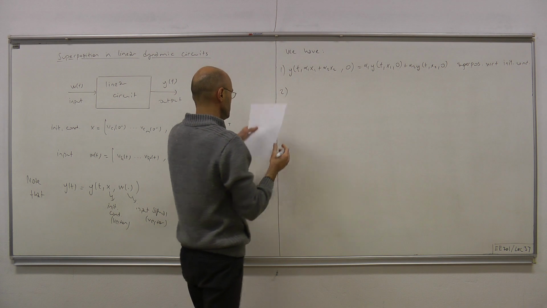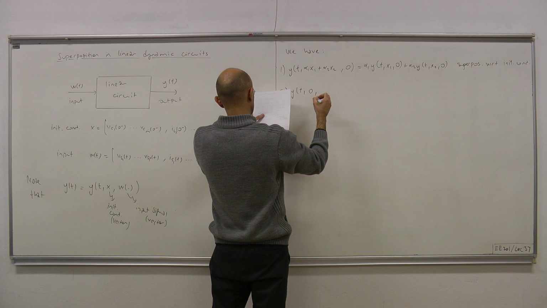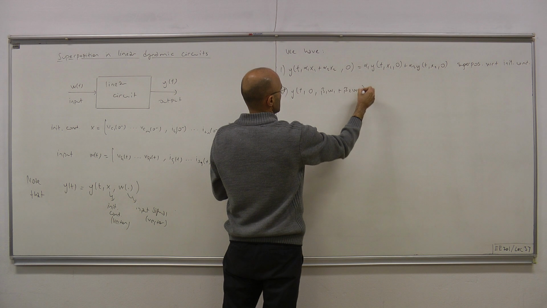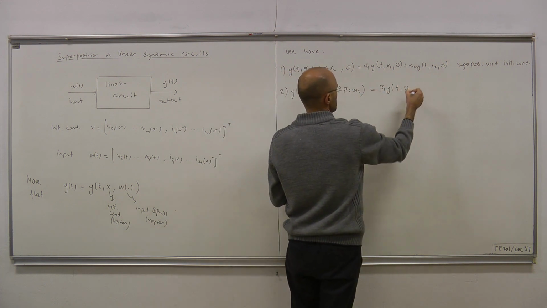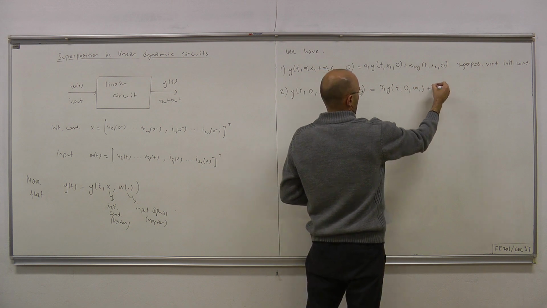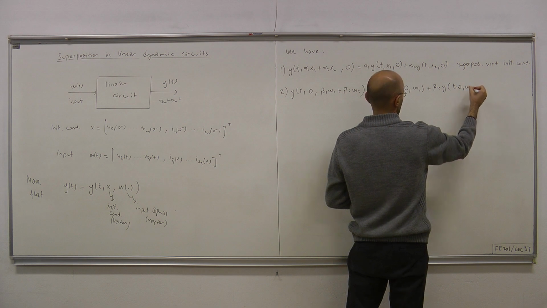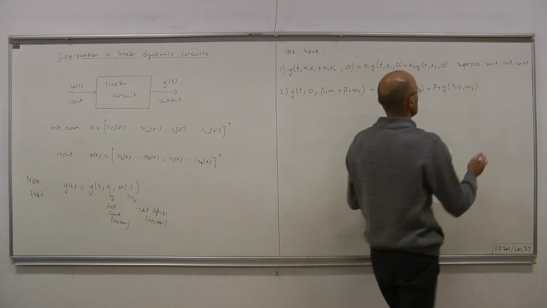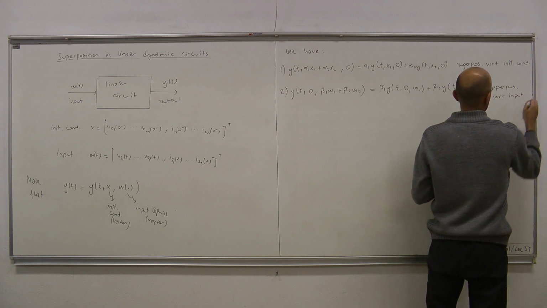Then you can write y t 0 beta 1 w1 plus beta 2 w2 equals beta 1 y t 0 w1 plus beta 2 y t 0 w2. Okay, and that's superposition with respect to input.